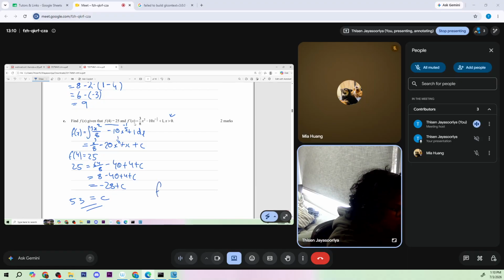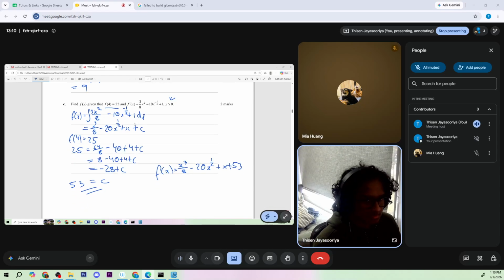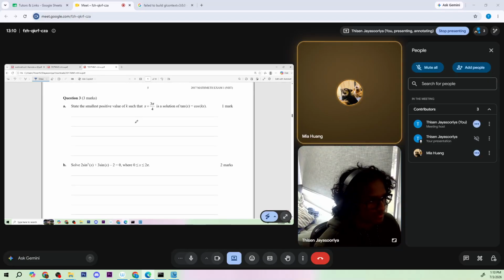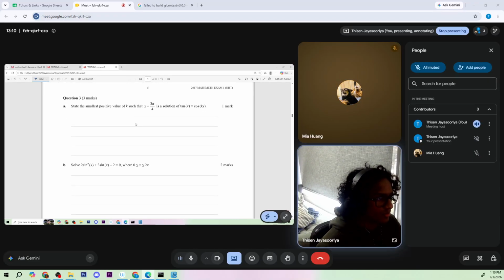So here that means f of x is just going to be equal to x cubed over 8 take 20x to the half plus x plus 53. Does that make sense, Mia? Yeah. Okay.